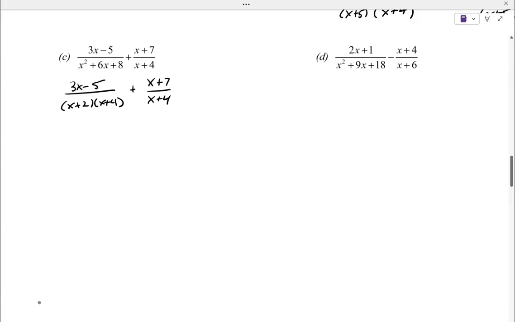Okay. Now again, looking at these two fractions, let's look at the x. Do I need to worry about the x plus 4 at all? No, because it's already in both fractions, right? So I don't need to do anything with the x plus 4s. However, this one has an x plus 2 in it, so what do I need to do to the second one? Yeah, I got to multiply by that x plus 2 over x plus 2, right? So we don't have to do anything to the first one. But the second one we want to multiply by x plus 2 over x plus 2.